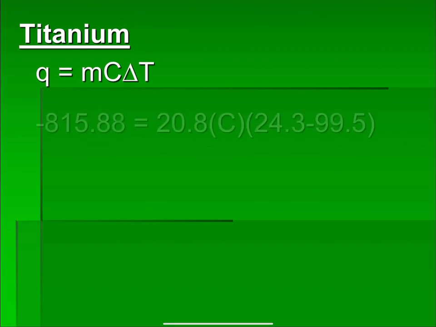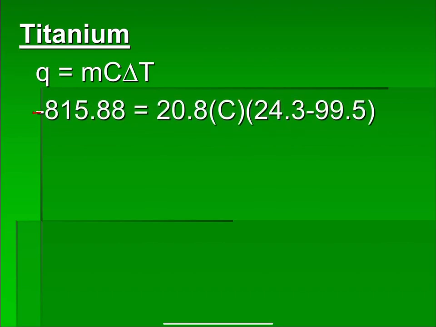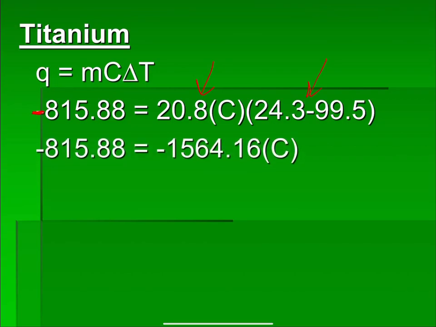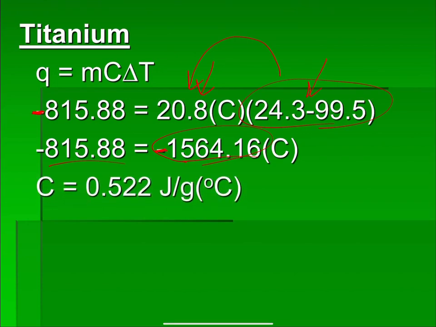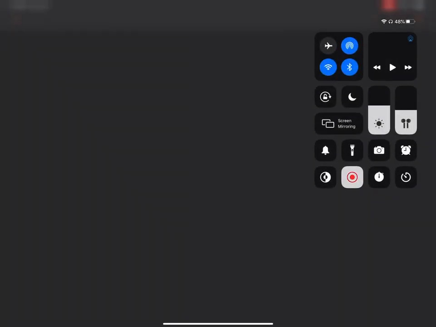Using that same equation, right, we're losing the energy over here. We've got the mass of titanium, the change in temperature of titanium. Do a little bit of algebra, right, which you don't have to show, but you do need to do to get the right answer, right? I'm subtracting these numbers, and then I'm multiplying that answer by 20.8. I'm now going to divide each side by the 1,564.16 and then negative 1,500. That gets me my heat capacity, and so now I know the heat capacity of titanium. That is it.